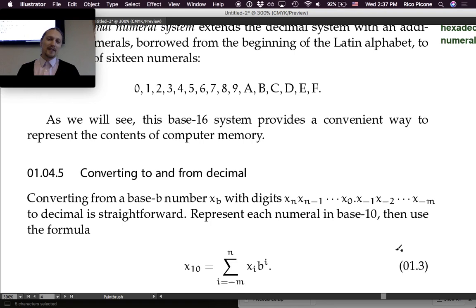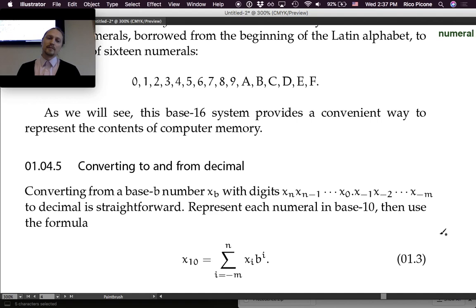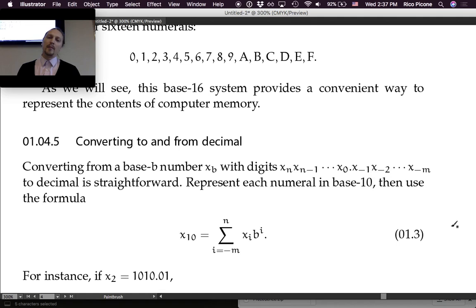Okay, converting to and from decimal. Converting from a base B number with digits like so, starting at N and going down to M, to decimal is straightforward. Represent each numeral in base 10, then use the formula: X in base 10 is equal to the sum of each of these values times the base to the ith power. And this is actually the formula that we've been using kind of intuitively already, right? We didn't actually have the formula, but we were using the formula.